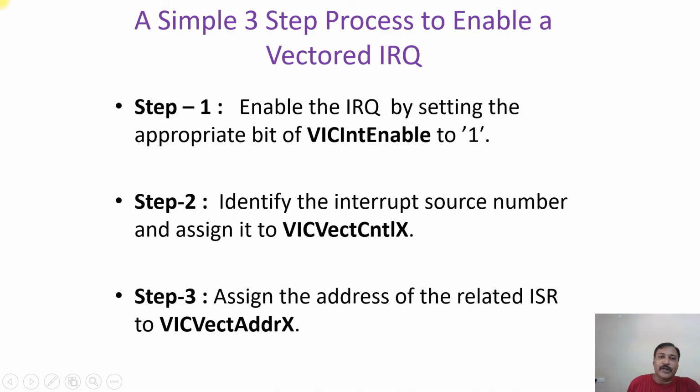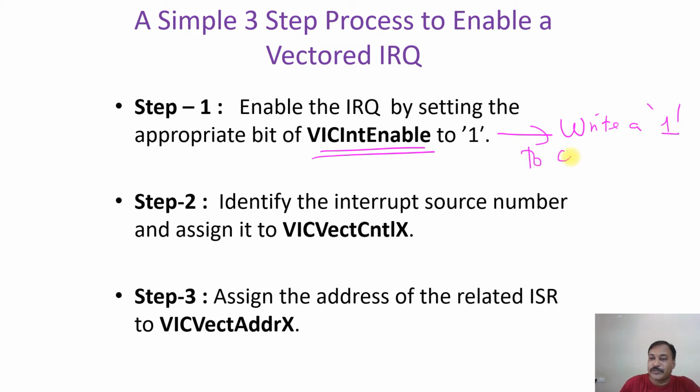So what are the three important steps to enable an interrupt in LPC2148? Step 1, you have to enable the interrupt. If you want to enable an interrupt, make the interrupt bit of that particular interrupt source a 1. So we use the interrupt enable SFR and write a 1 to the corresponding source.